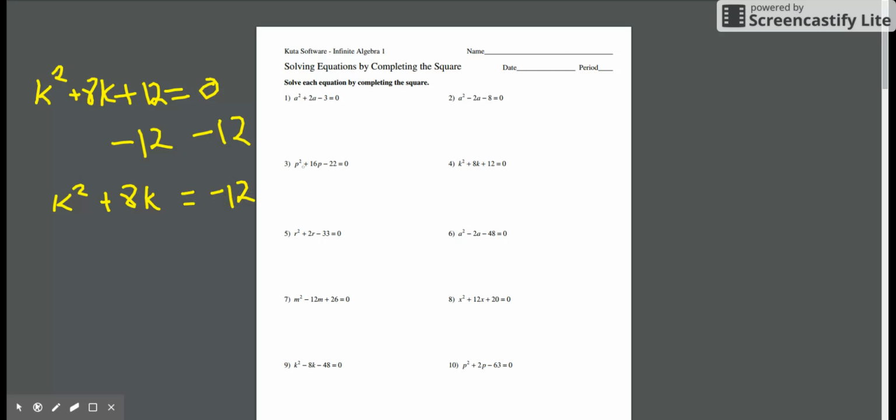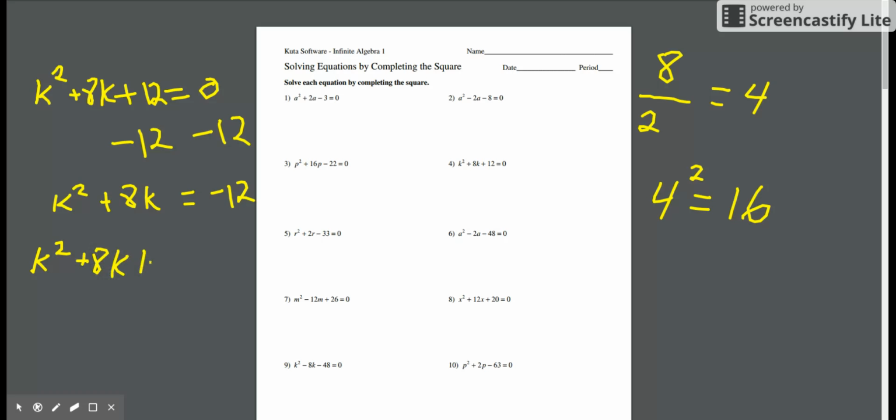So on this side, I'm going to do the steps for completing the square. I'm going to take 8 because that's the number next to the variable that has an exponent of 1. I'm going to divide it by 2. 8 divided by 2 is 4, and then I'm going to take the square of that. 4 squared is 16. So now I'm going to write it like this. k squared plus 8k plus 16 equals negative 12 plus 16.